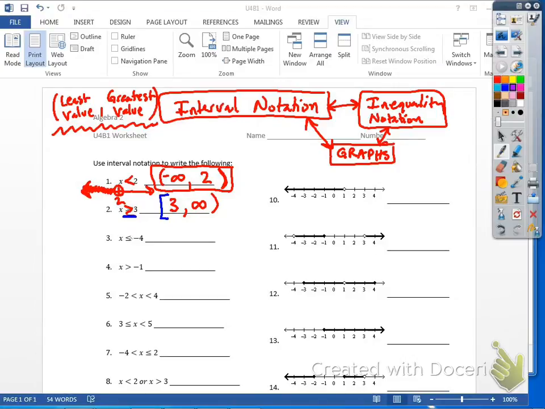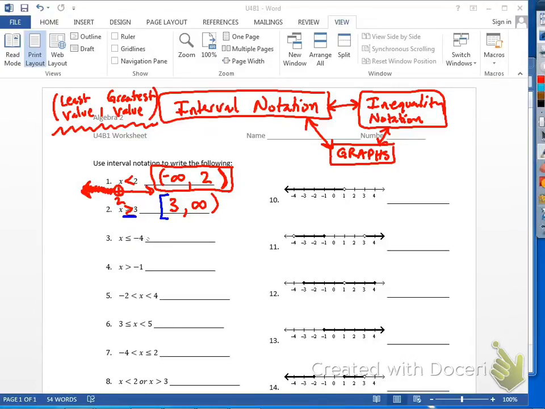X is less than or equal to negative 4. X is all the values less than negative 4. So will negative 4 be the first number or the second number in the notation? Will it be the first or the second number? Let's give me the second, because I'm talking about values that are less than negative 4. Negative 4 is the top number.